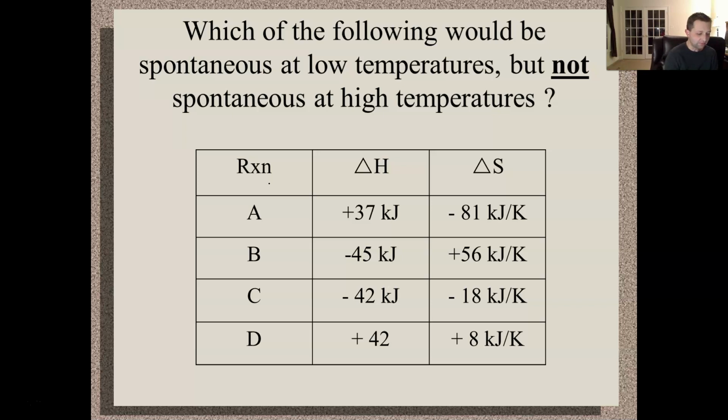Okay, so remember our delta H, a favorable delta H value will be negative. A favorable delta S value will be positive. So let's go through and just see, are any of these going to be spontaneous regardless of temperature? So we need a negative delta H and a positive delta S. That looks like letter B. All right, so letter B will be spontaneous no matter what.